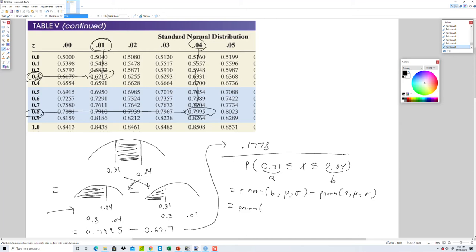And just to really demonstrate it, if your mean is truly, and standard normal indicates that, if mean is 0 and your sigma is 1, so mean is 0, standard deviation is 1, then you don't need to put those. So I'm going to put in my, what was B? 0.84 minus P norm, forgive my writing, and A, which is 0.31. Okay.